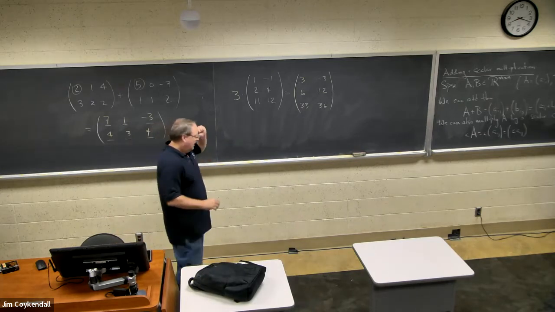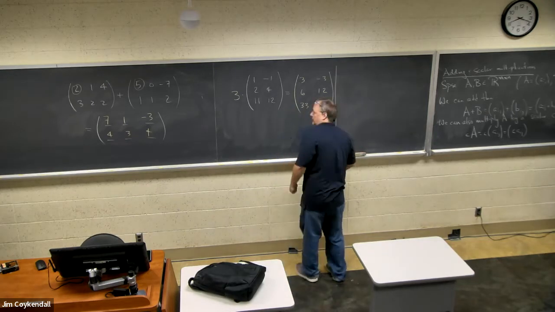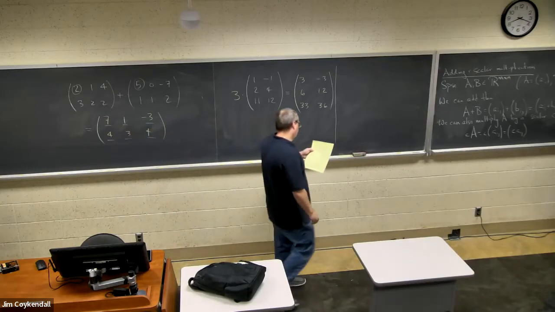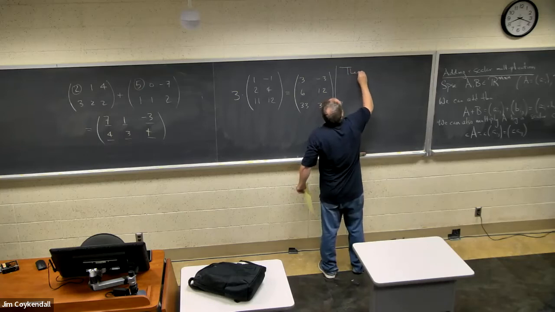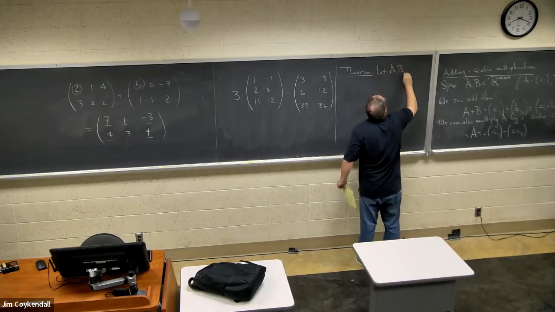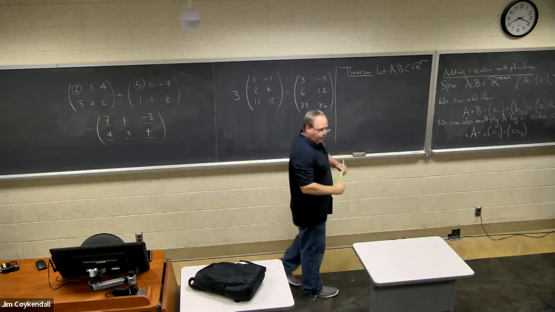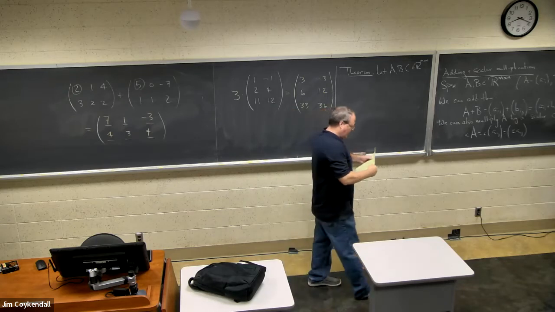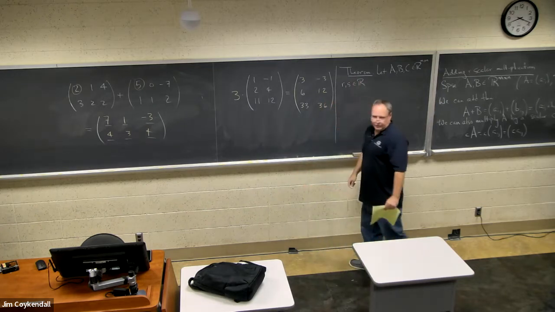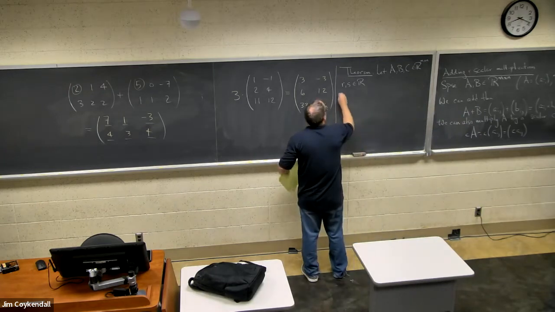Now, we are going to record some rules, right? There's always kind of a rule. But A, B, C. So let's suppose A, B, and C, these are all matrices that are m rows by n columns. And R, S. So R and S are just numbers, just real numbers. So here are my matrix rules.